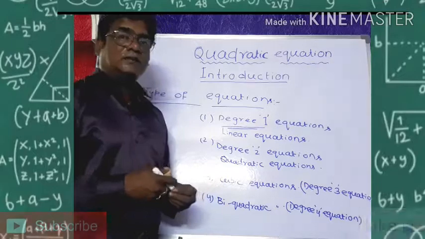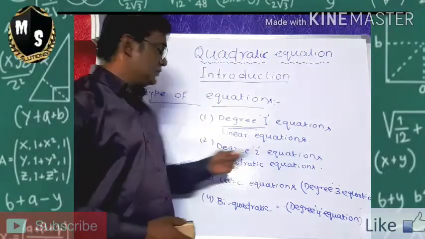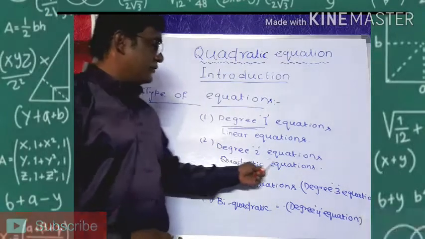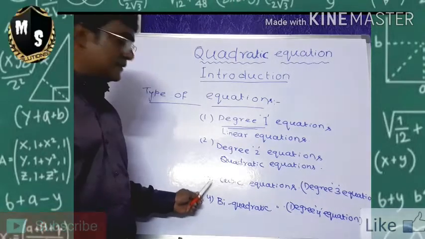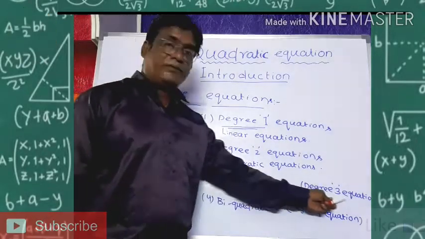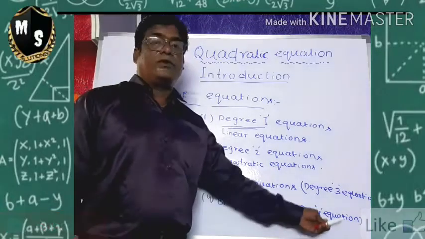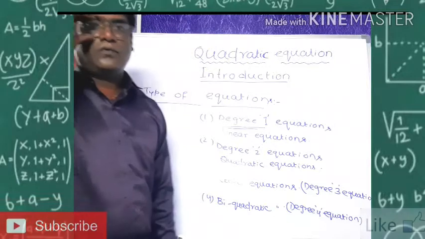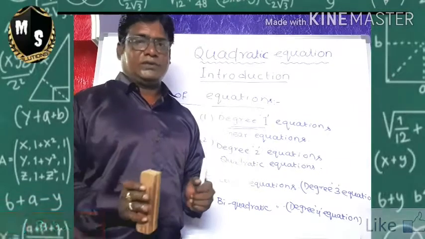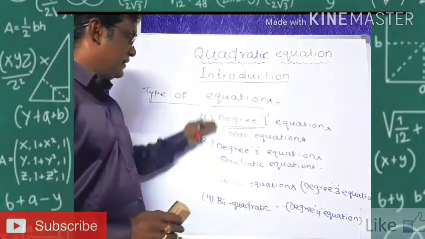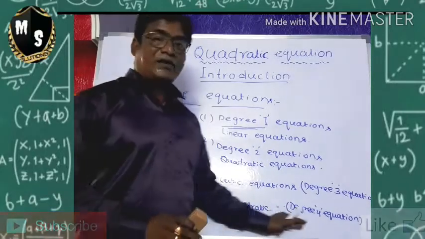What are the parts? The first part is called degree 1 equations or linear equations. The second part is called degree 2 equations or quadratic equations. The third type is called cubic equations or degree 3 equations. The fourth one is called biquadratic equations or degree 4 equations. So equations are of 4 types: degree 1, degree 2, degree 3 and degree 4. Degree 1 is linear, degree 2 quadratic, degree 3 cubic and degree 4 is biquadratic.